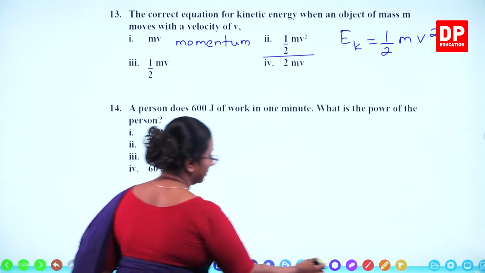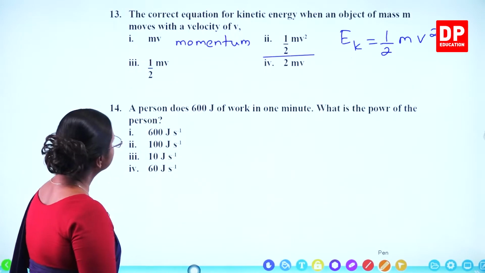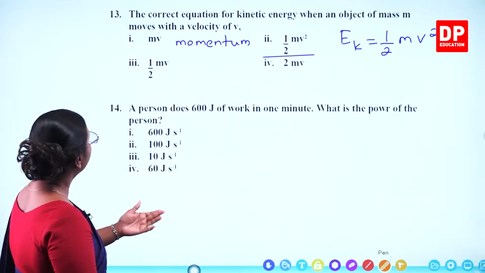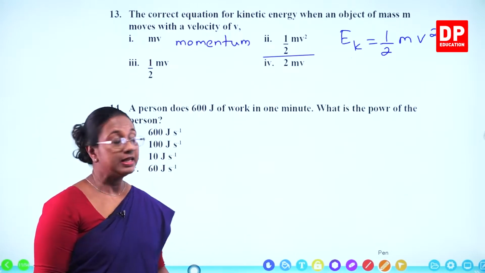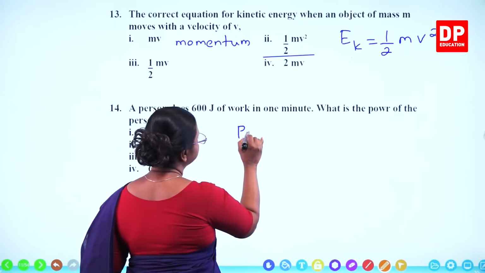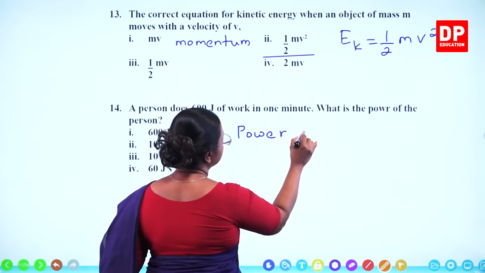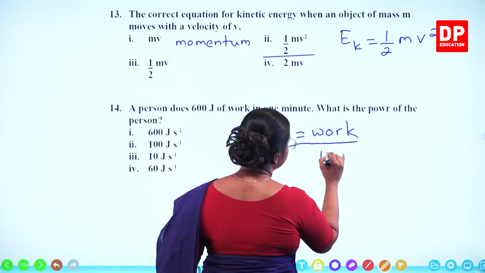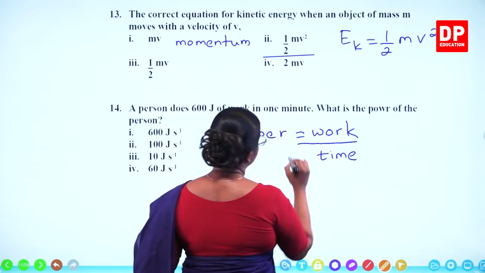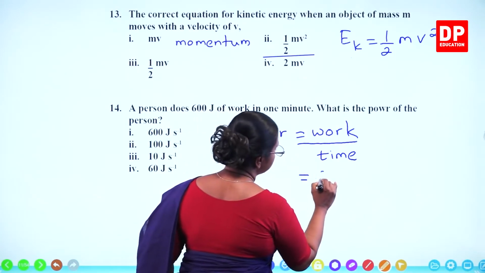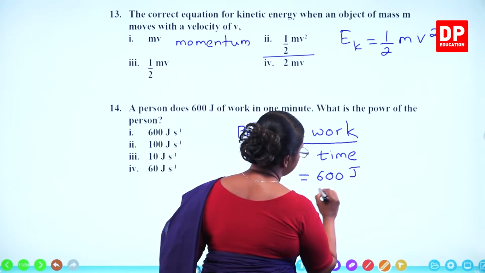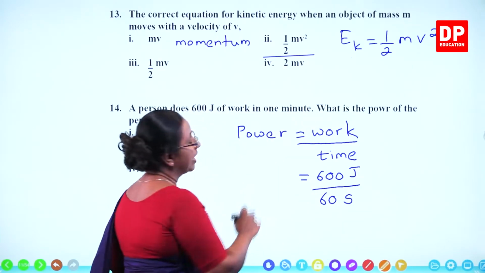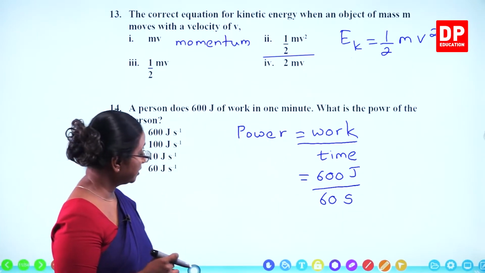Then the next one. A person does 600 joules of work in 1 minute. What is the power of the person? Again, power is what? Power is work divided by time. So, work done is how much? 600 joules. Time is 60 seconds. 1 minute, I told you all before also, students.